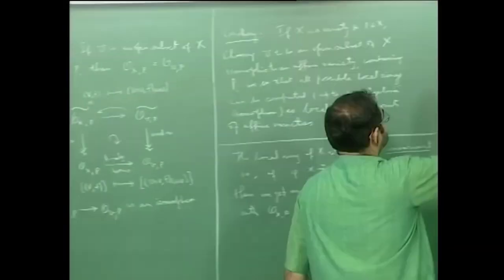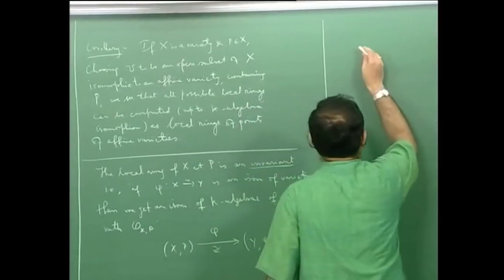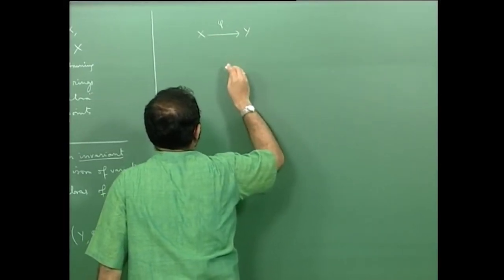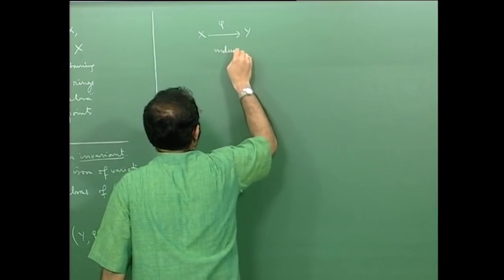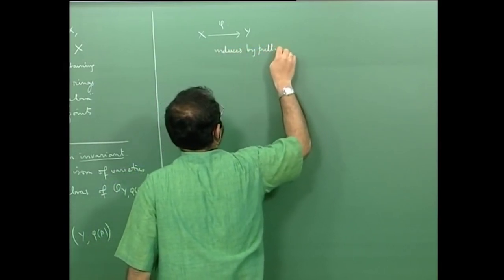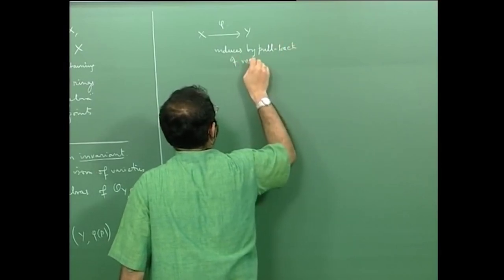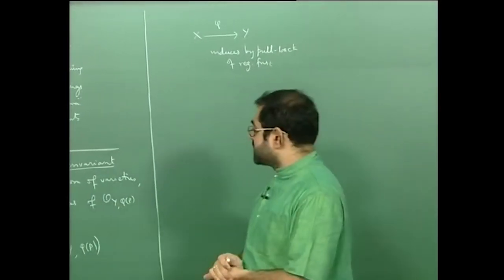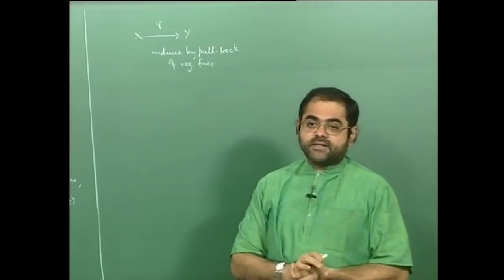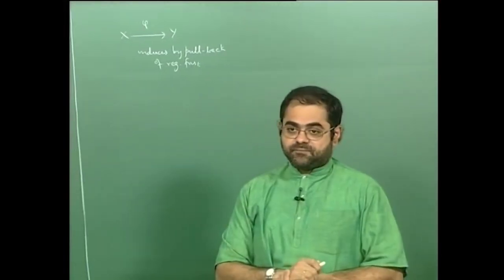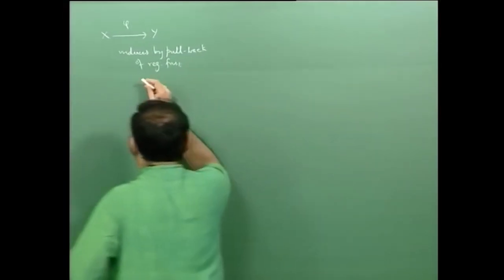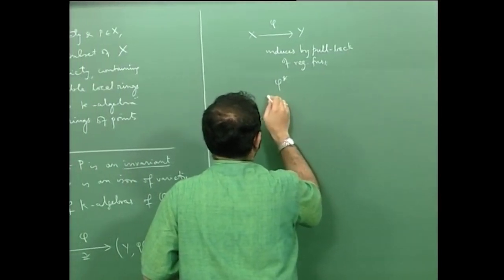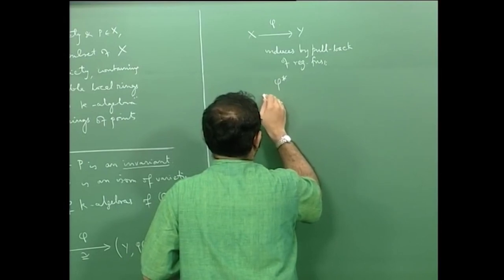And the reason is very, very simple. See, you have X, you have Y, and you have phi. So this phi will induce, by pullback of regular functions, a map. Phi is a morphism of varieties. Basically phi is of course an isomorphism, but even if phi is just a morphism of varieties, it's supposed to pull back regular functions to regular functions. So phi is going to induce a pullback. The pullback is going to be phi upper star, and it's going to go in this direction.